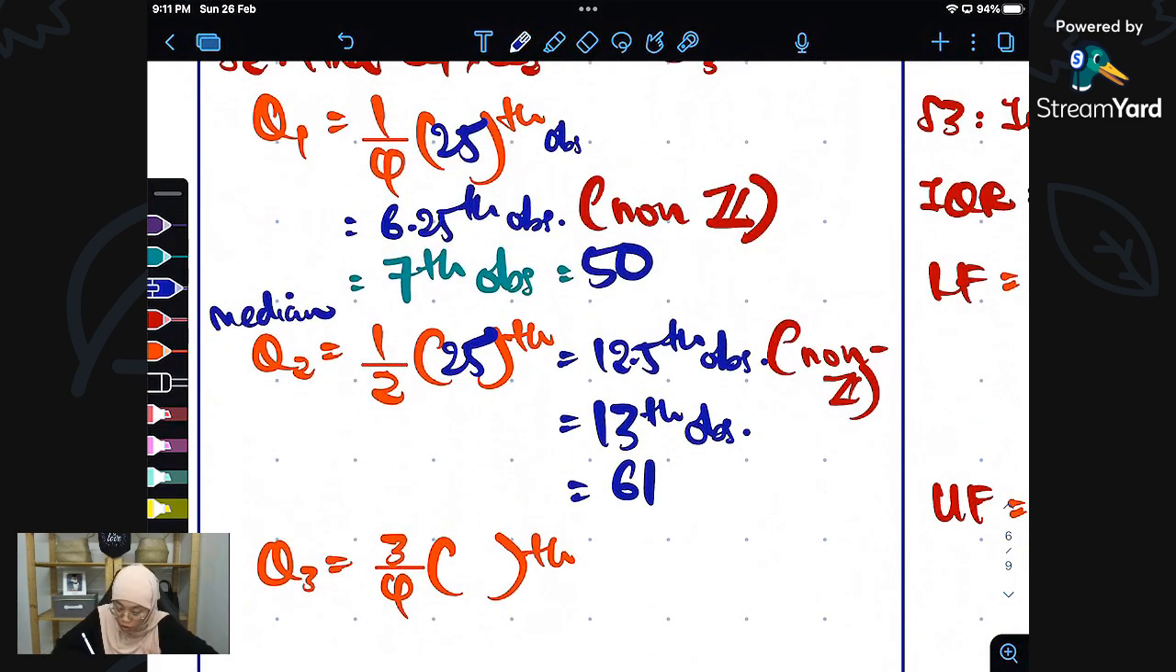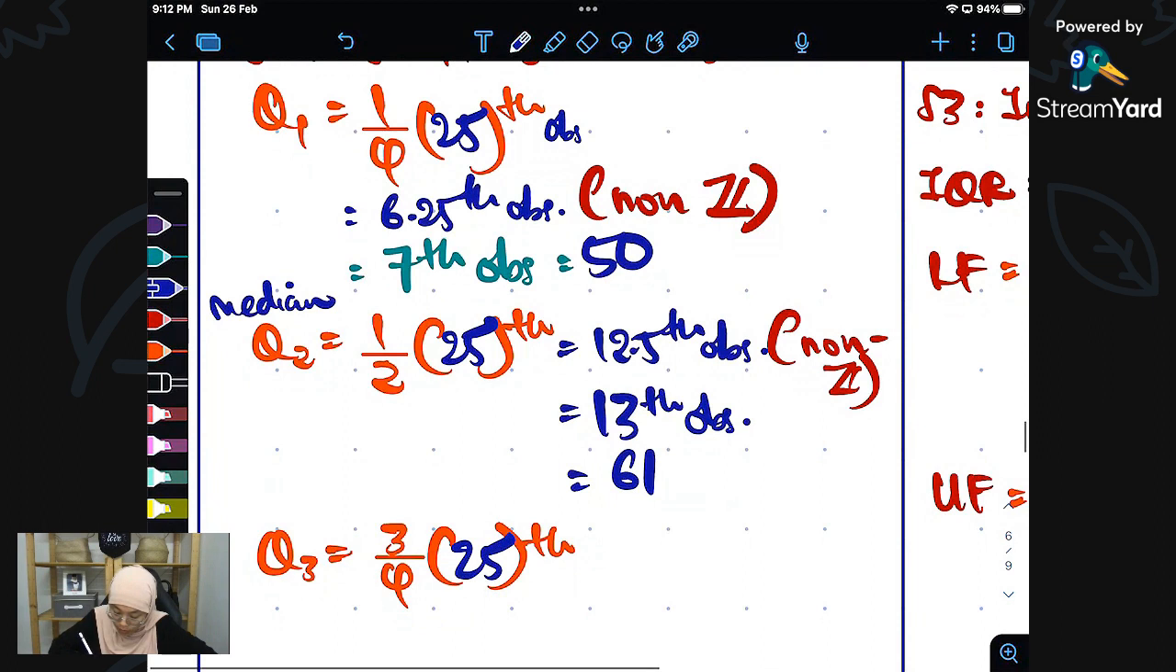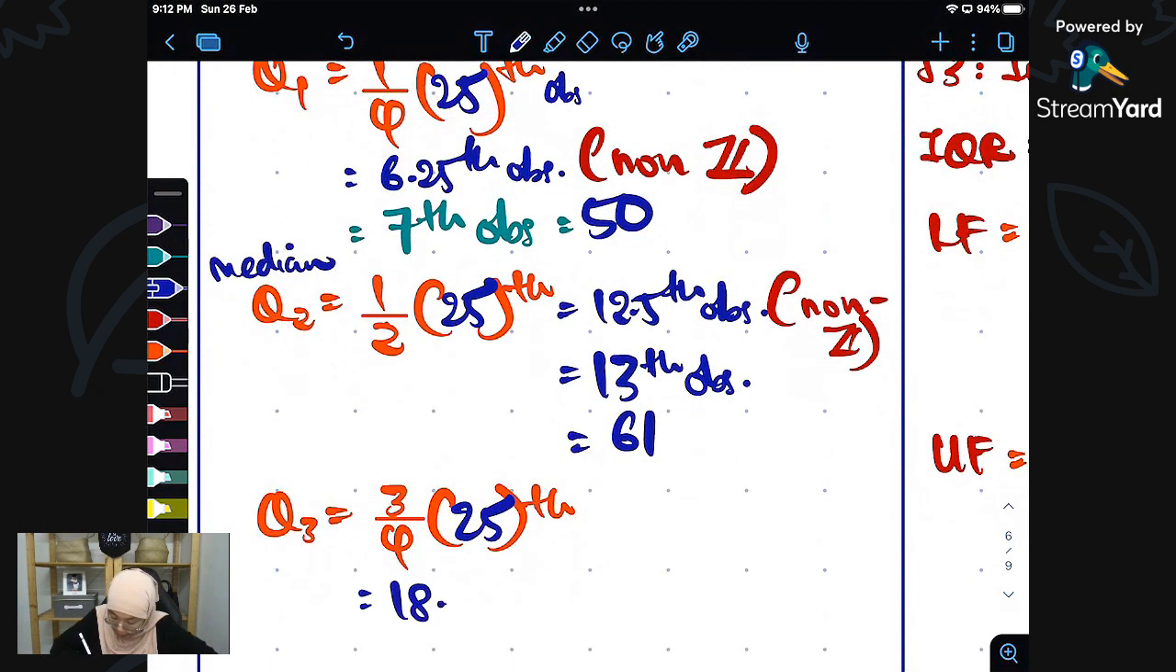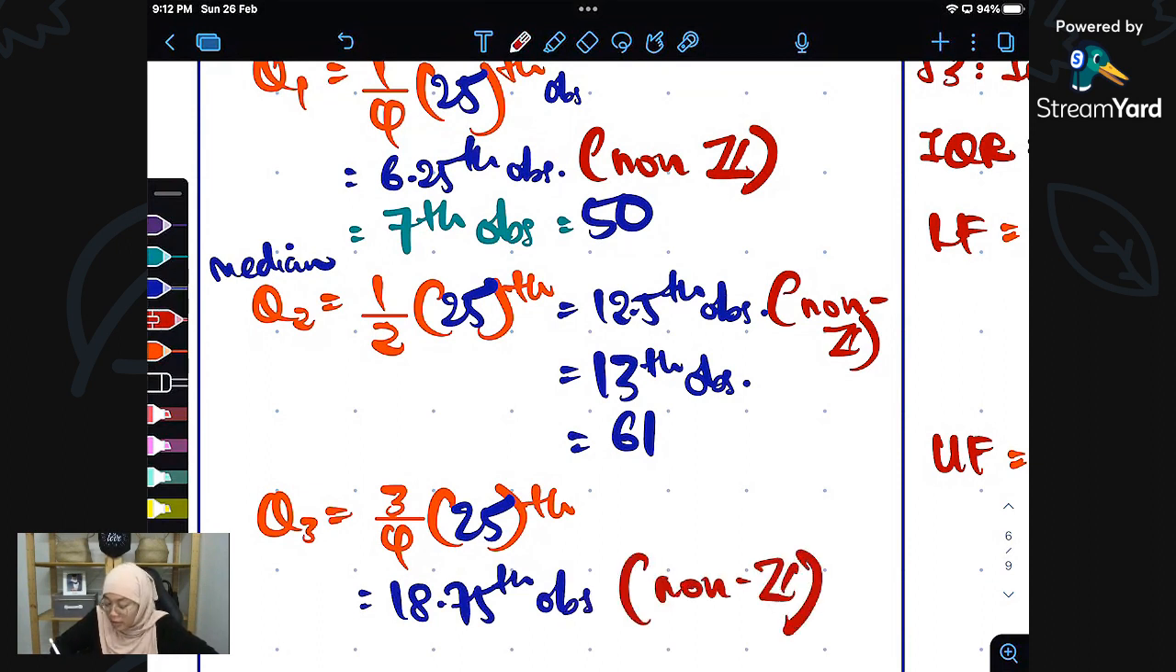Third quartile is 3 over 4 times 25, which is 18.75. 18.75 observation. So 18.75 is also non-integer. So remember, non-integer, we just need to round up to the next integer. Round up to the next integer.